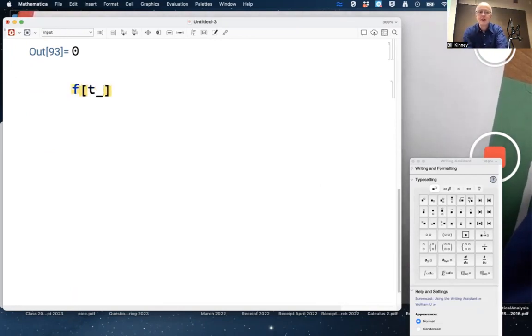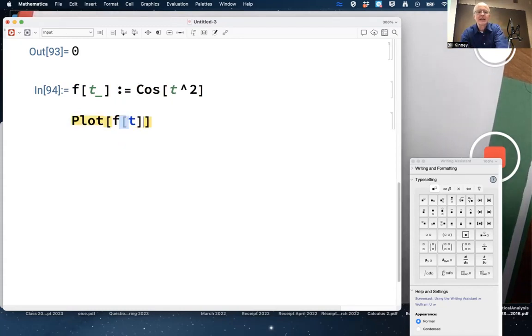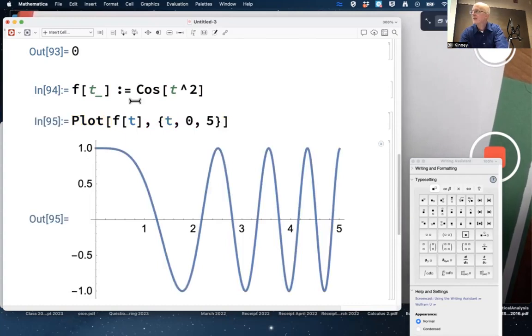Let's say my velocity function is cosine of t squared. And in Mathematica, if I want to define that function, I need the underscore after the variable. And if it's cosine of t squared, I need a capital C. I need square brackets. I need an equal sign. The colon is actually optional, but I like doing it for some technical reasons I won't get into. Plot that function. What does it look like? Kind of a wild function.